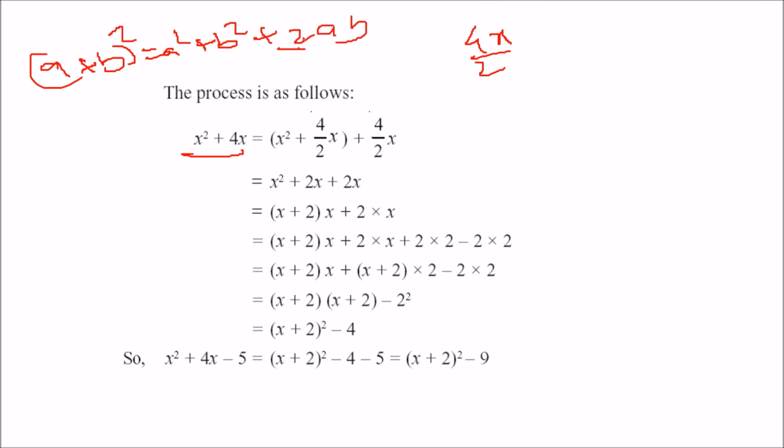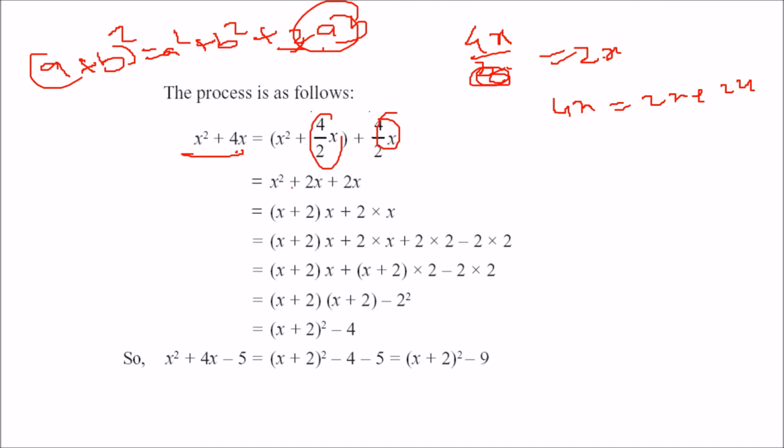So this 2 has come, so we have to divide this term by 2. So this 2ab term has to be divided by 2, so it becomes 2x. We have to add 2x, means this is 2x. So how can you write 4x? Because you have to write 4x in terms of 2x. So 4x is 2x plus 2x. So this is 2x, this is 2x. Now this is x square plus 2x plus 2x.